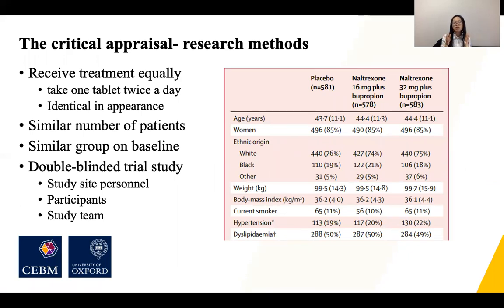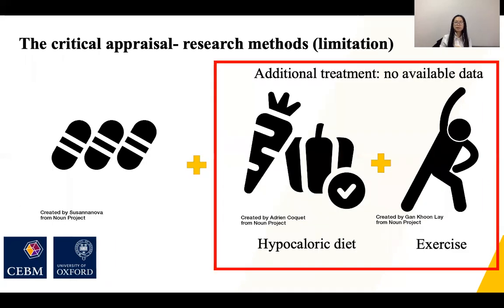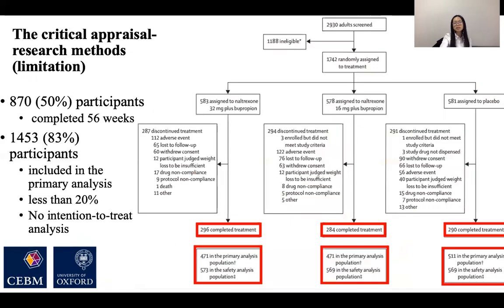You can see the chart over here. There are a similar number of participants and a similar baseline. The study also masked study site personnel, participants, and the study team. However, there are a couple of limitations. We don't know how patients comply with the diet and exercise, and the dropout rate was very high. Only 50% of participants completed the trial, even though 83% of participants were included in the primary analysis. There is no intention-to-treat analysis.